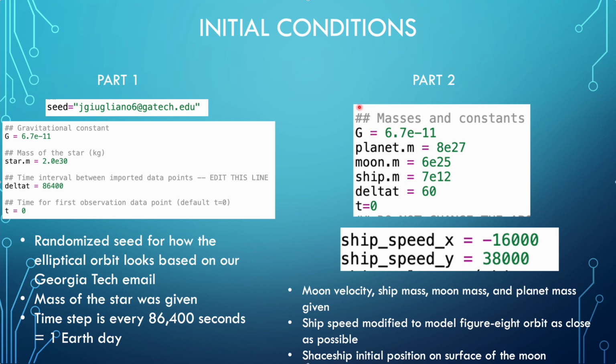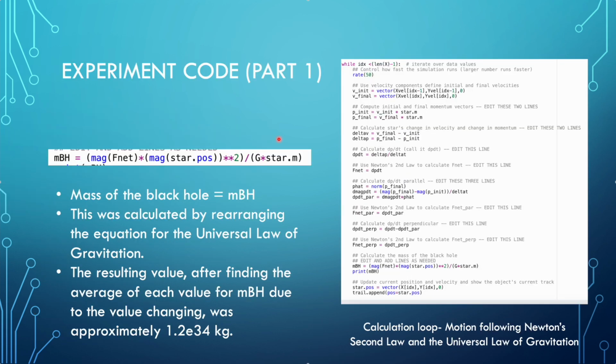For part two, we have our gravitational constant, the planet's mass, the moon's mass, the ship's mass, our time step of 60 seconds, and then our speeds for the ship. We have negative 16,000 meters per second in the x direction and 38,000 meters per second in the y direction. These were modified to model our figure eight orbit as close as possible. For our initial conditions, we also had the spaceship's initial position on the surface of the moon.